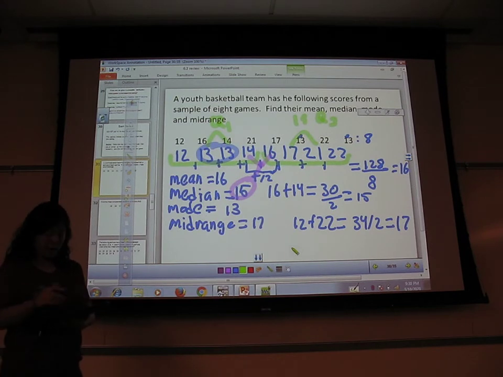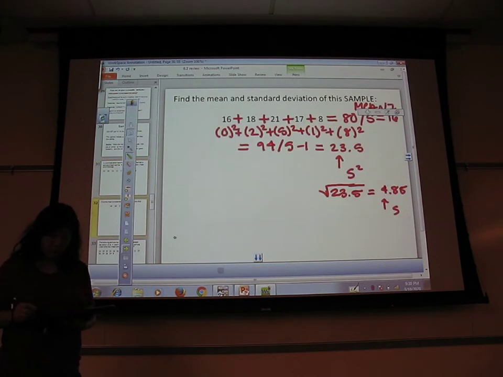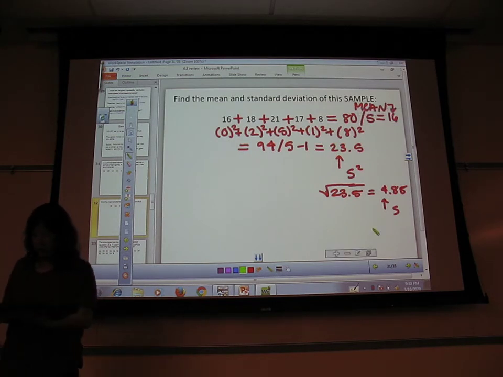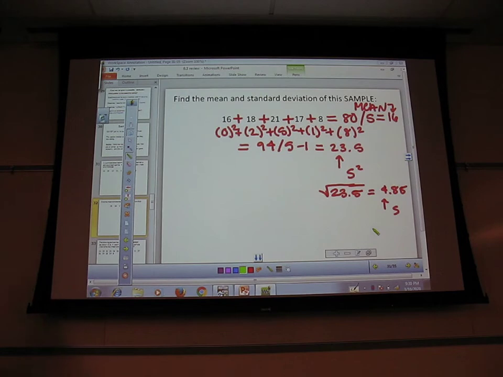Amanda, I think you did this one. Do you want to go and explain what you did? For the mean, I added up all the original values and I got 80 divided by 5, which is how many values there are. And I got 16. And then for the standard deviation, I had to find how far each value was away from the mean.